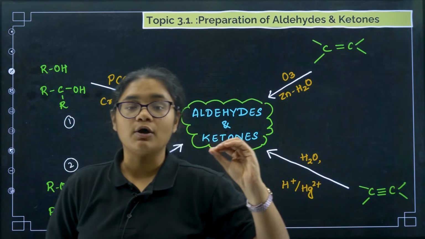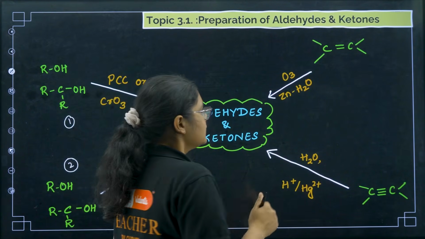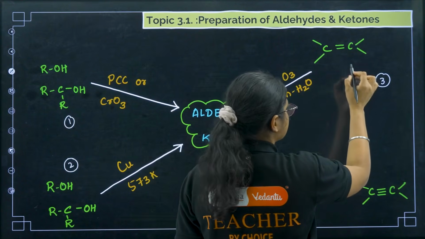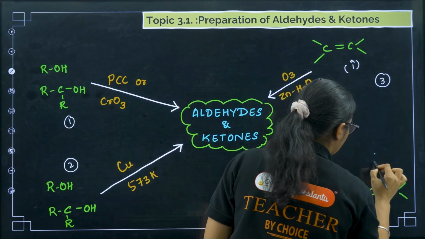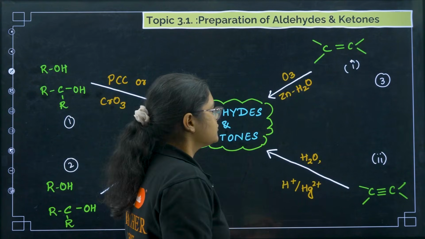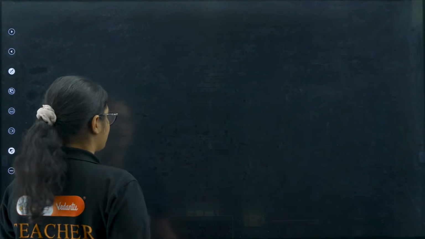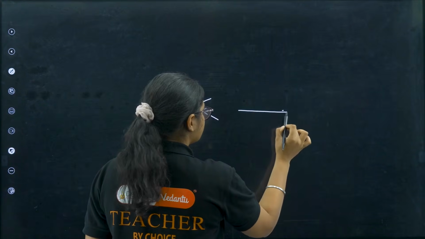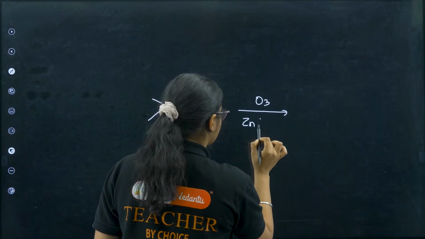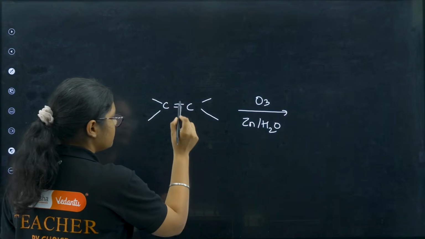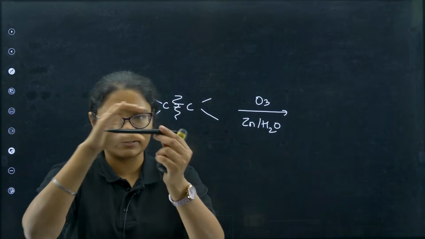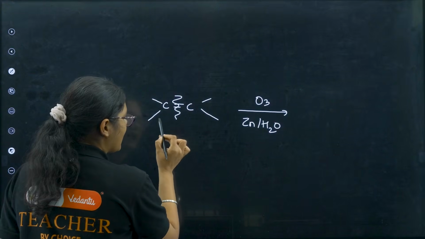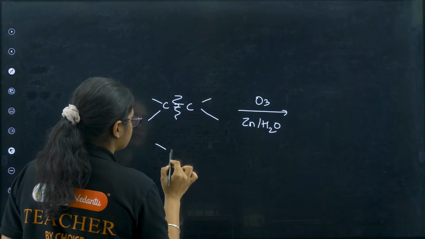Now the third method is from hydrocarbons. Here there are two things: one is ozonolysis, and another is using alkynes. Ozonolysis, what happens? This is a very simple concept. Any compound you take, you do ozonolysis, ozone with Zn and H2O. Simply what it will do is break this bond. Suppose this bond is there, this bond will break. After this bond is broken, you have to add one oxygen on this side and one oxygen on this side.